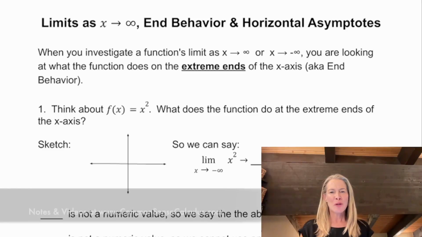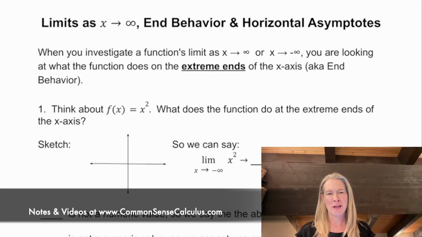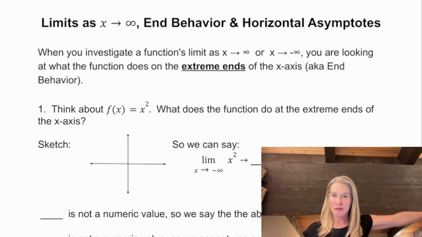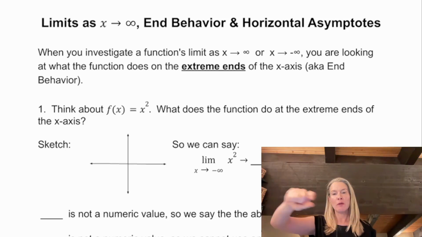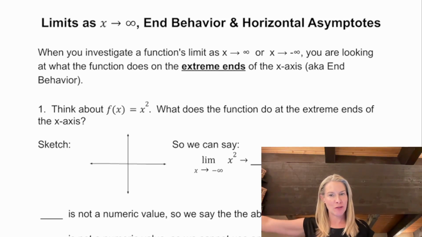Hi, I'm Amy. Let's take a look at some limits as x goes to infinity and talk about the end behavior of those functions and whether or not they have horizontal asymptotes. When you're looking at a limit as x goes to infinity, what you're really doing is looking at what happens at the extreme ends of the function. When x gets really, really big, positive infinity, and x gets really, really far out in the negative direction, towards negative infinity, that's referred to as end behavior. What is the graph doing in either of those directions?